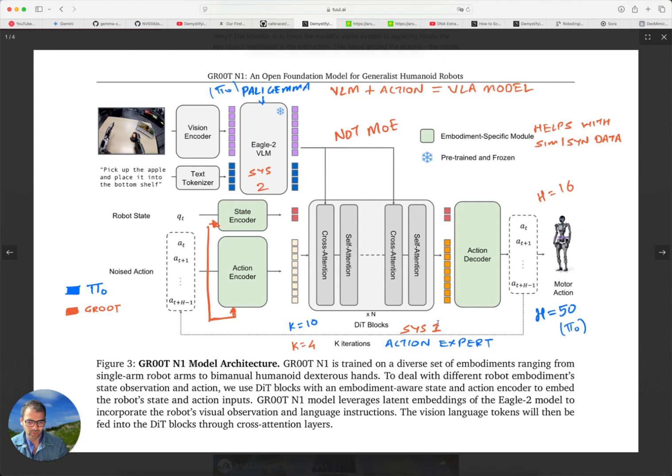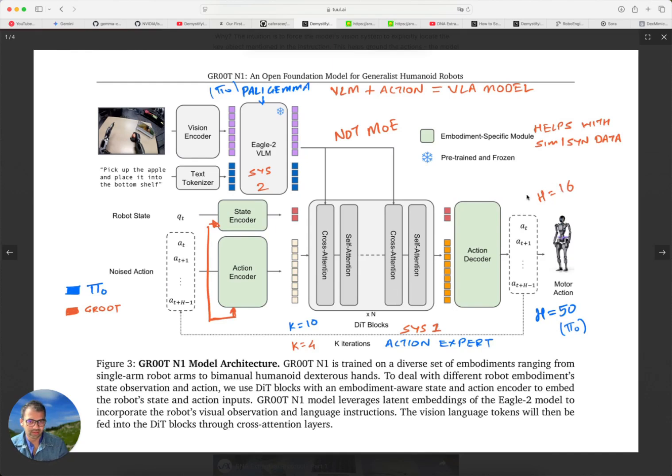GR00T calls it System 1, and the VLM is called System 2. It's kind of an analogy to how the brain works. System 2 is more structured thinking, more organized thinking, and System 1 is basically just spontaneous thinking.